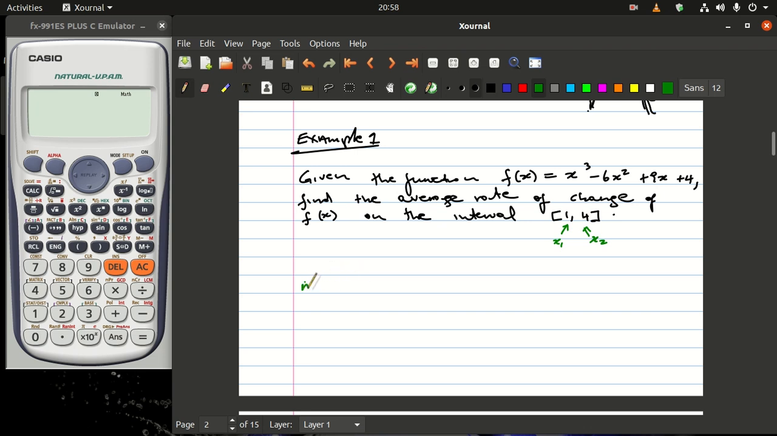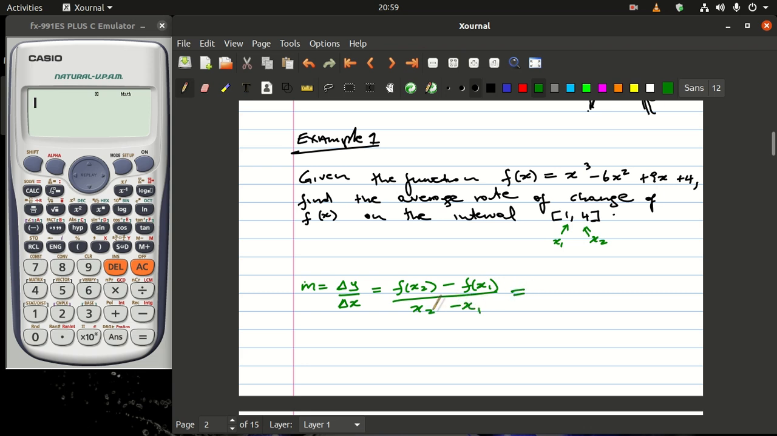Of course, the average rate of change we say is m, and it's always going to be change along the y divided by change along the x. And in this particular case, we are given f, so we want f of x2 minus f of x1, all over x2 minus x1.